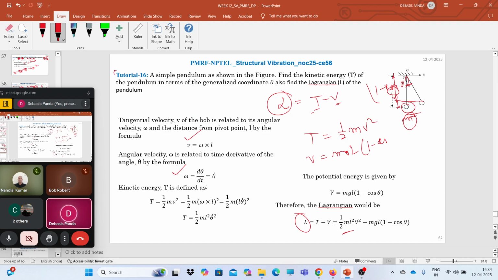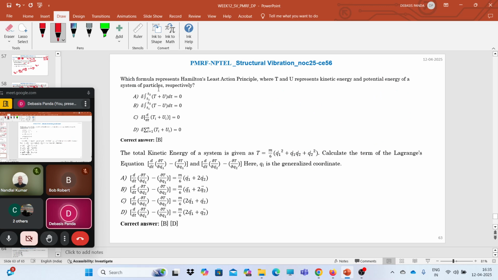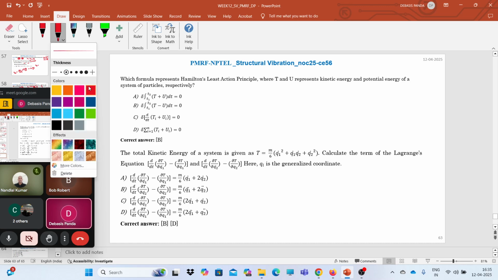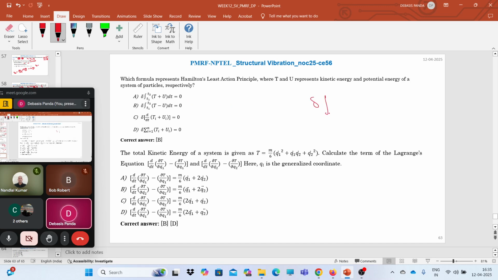Already we have solved this kind of problem. Please go through these problems where you need to calculate the kinetic energy, the potential energy, and the form of the Lagrangian for these equations. Also short questions like which formula represents Hamilton's action principle, where T and U represent the kinetic and potential energy of the system. Hamilton's principle we have already discussed: the first variation is 0. That means the variation of the integral from T1 to T2 of (T minus U) dt is equal to 0. That means your B option.